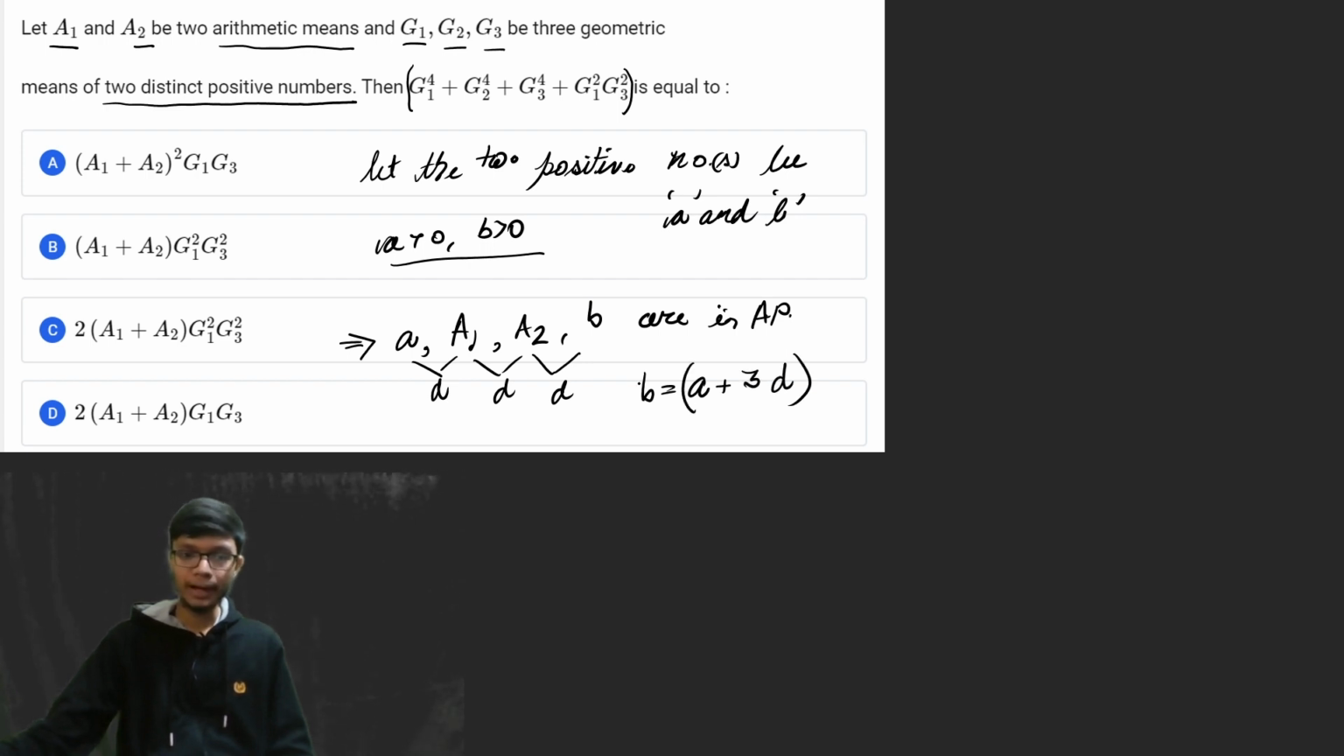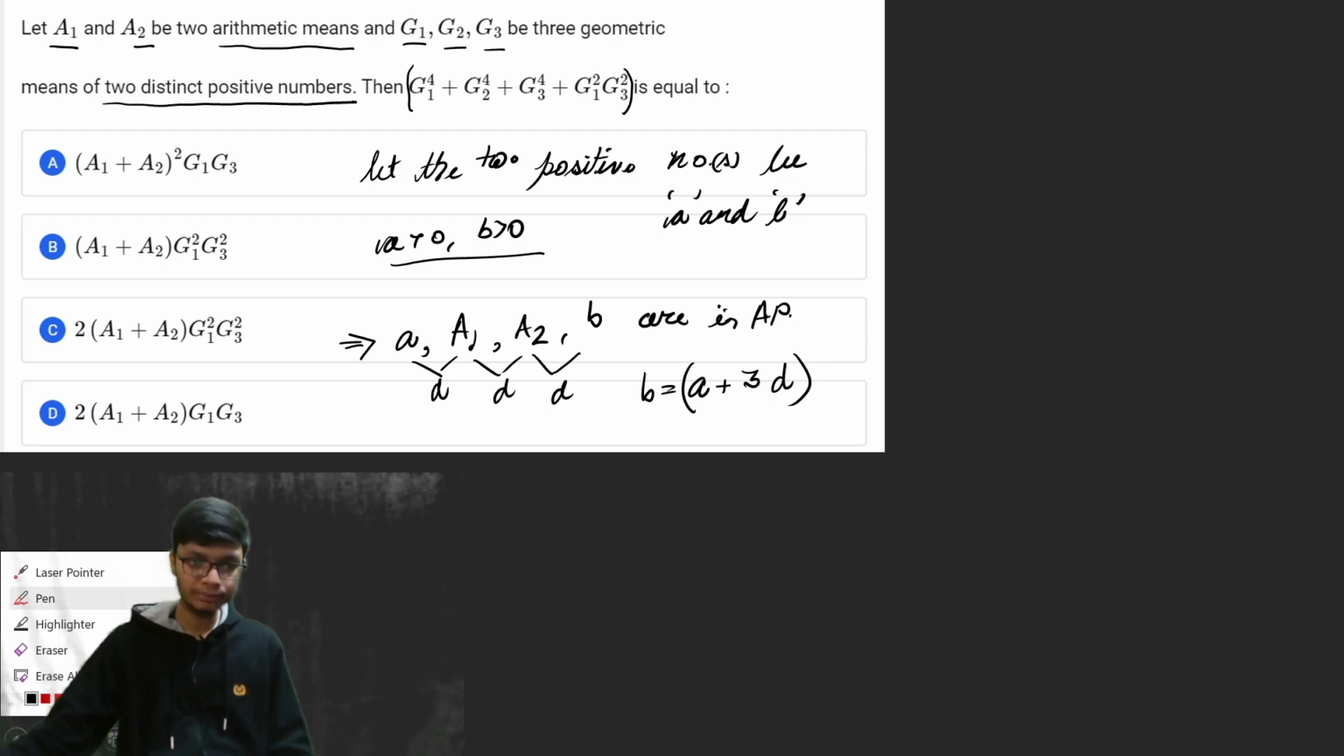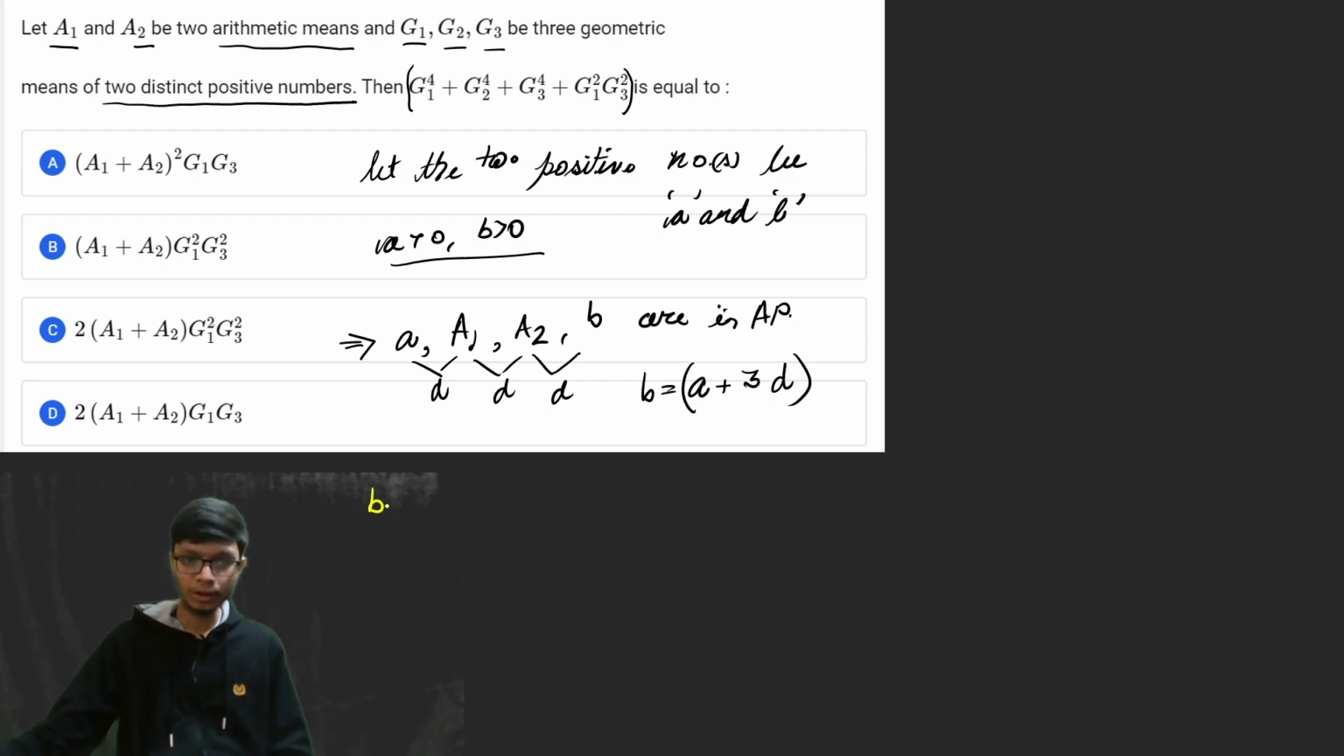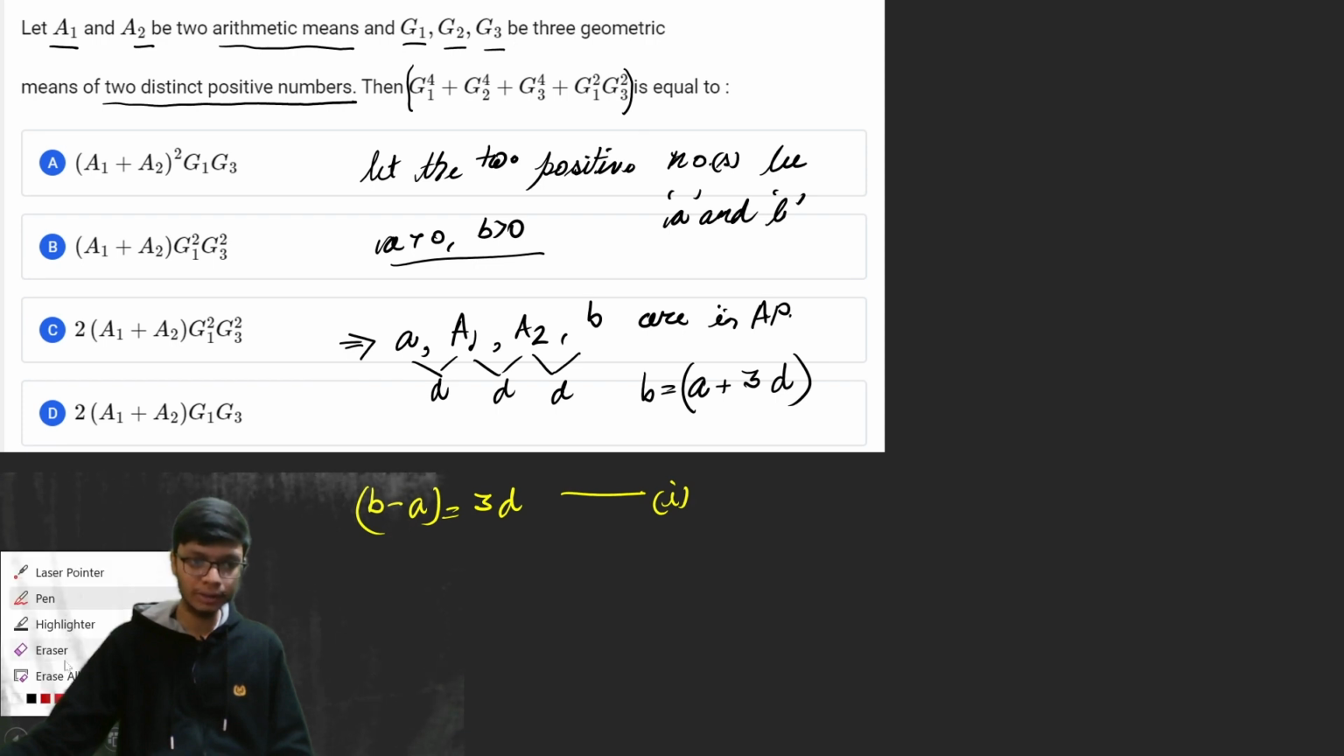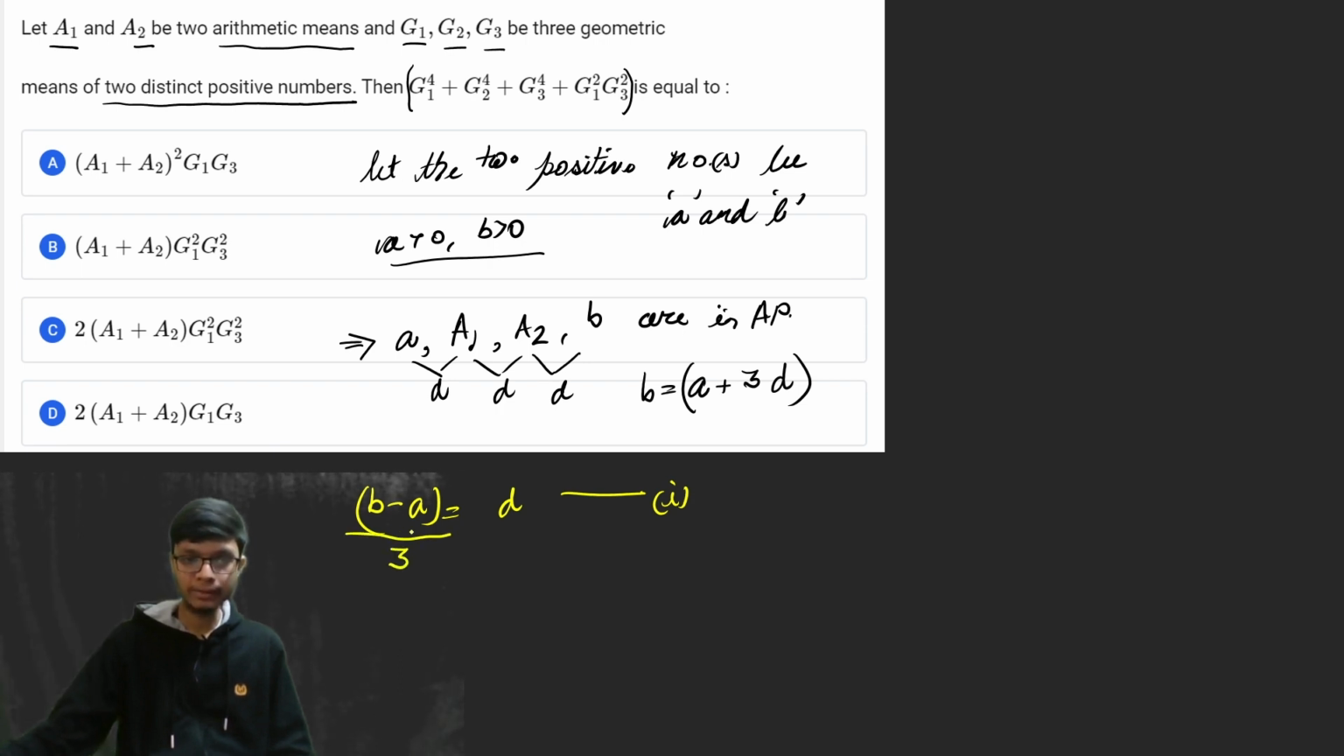So this is B, and if I ask what is the value of B minus A, you will say that the value is equal to 3D. Let us assume this is the first equation, or better to say, let me divide by 3 and write the value of D as (B minus A) divided by 3 is equal to D.